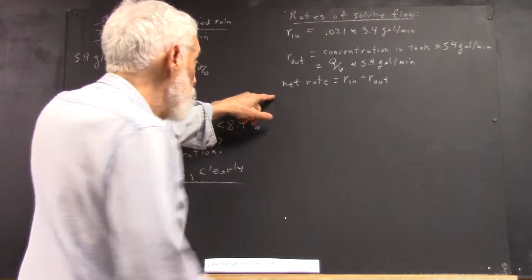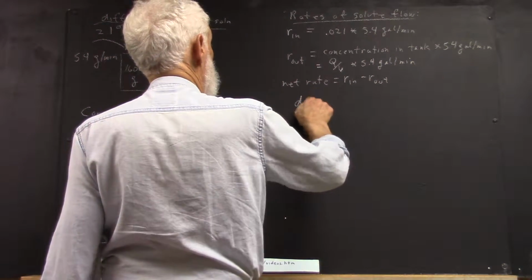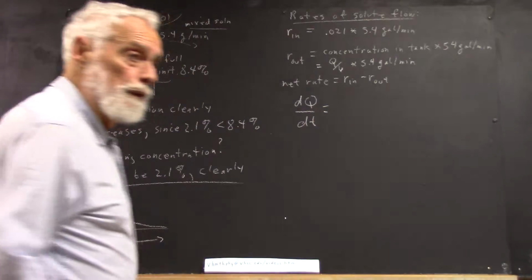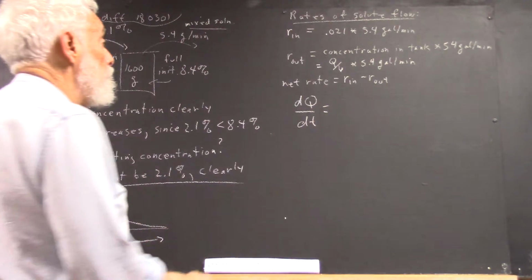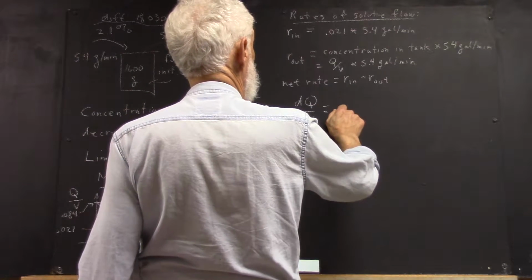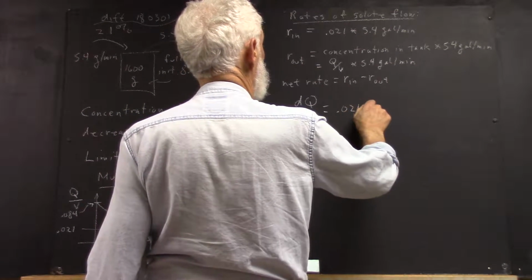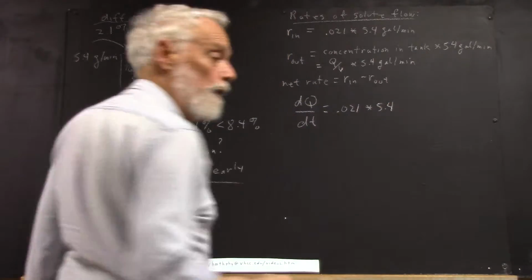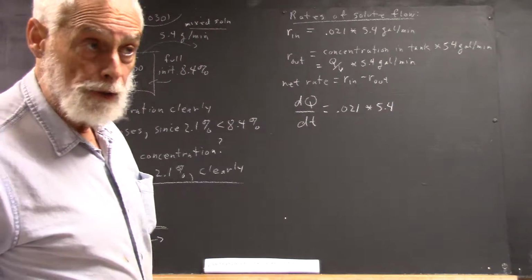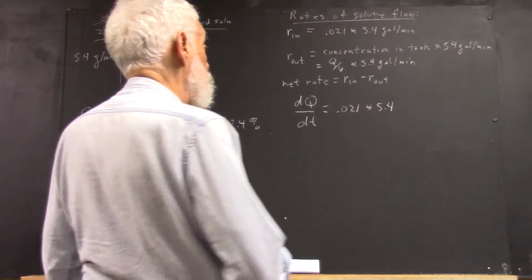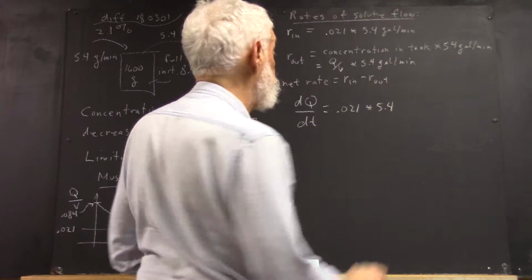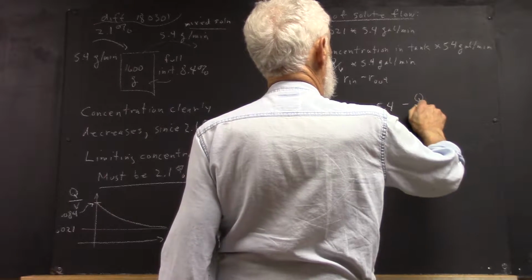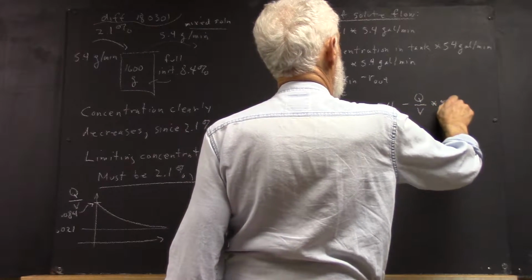Well, the net rate is the rate of change of the amount of solute, that's dQ/dt. Right. So the equation then is simply dQ/dt equals 0.021 times 5.4. Understanding that this is all in gallons per minute, we'll leave the units off, although it's always good to write them. Minus Q over V times 5.4.